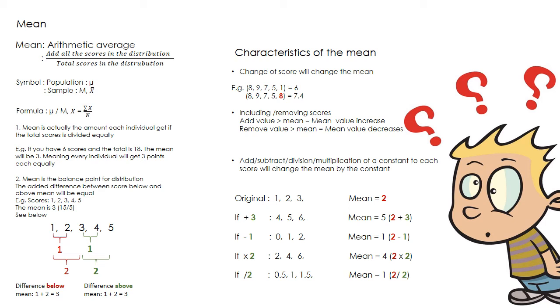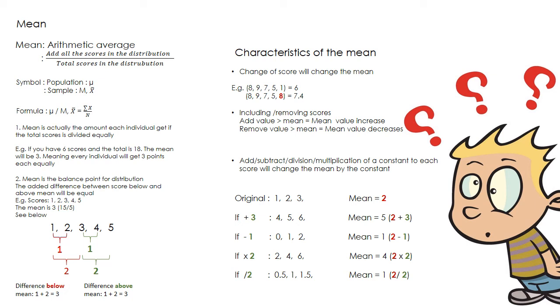So in the following one, I have the same set of scores, but instead of 1, I change it to 8. So what happened to my mean? It changes. So it increases. So that is what I mean by the second point, including or removing scores.